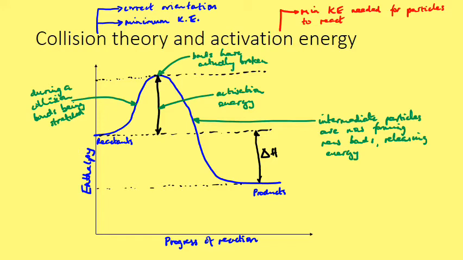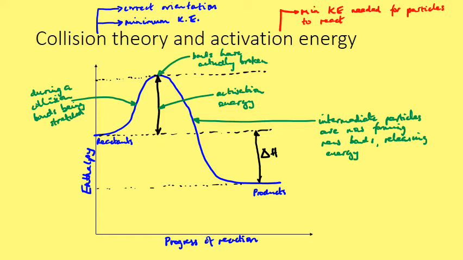So I think the last thing to say about this enthalpy profile diagram is that if the activation energy is large, like I've drawn here, what that means is that only a very small number of the particles are going to have enough kinetic energy to provide that activation energy and make the collision a successful collision that results in a reaction forming products. So only a very small number are going to have the kinetic energy equivalent to the activation energy.